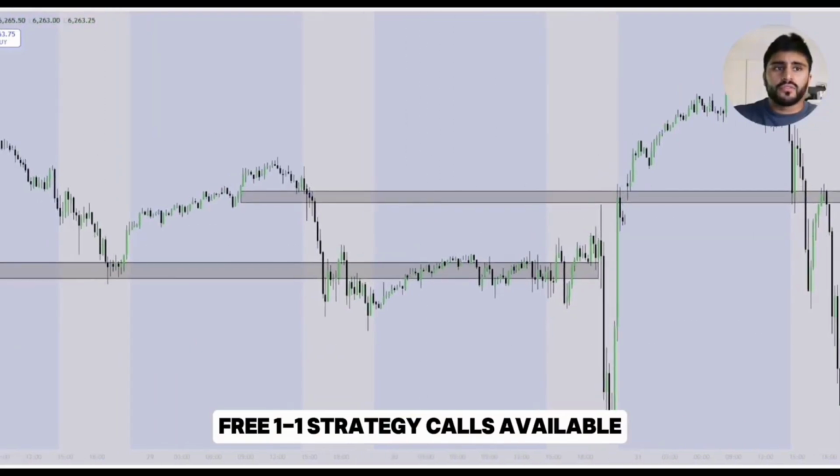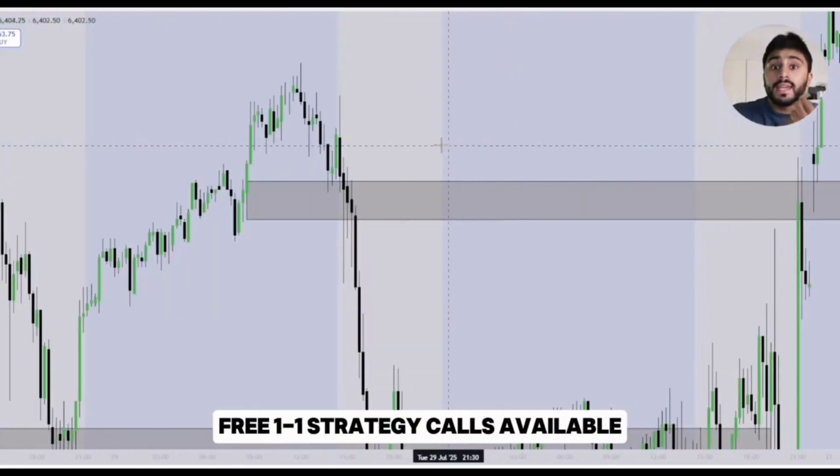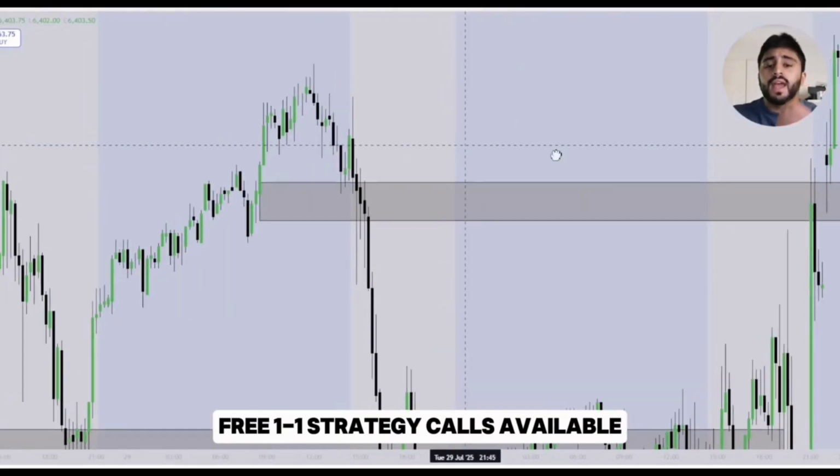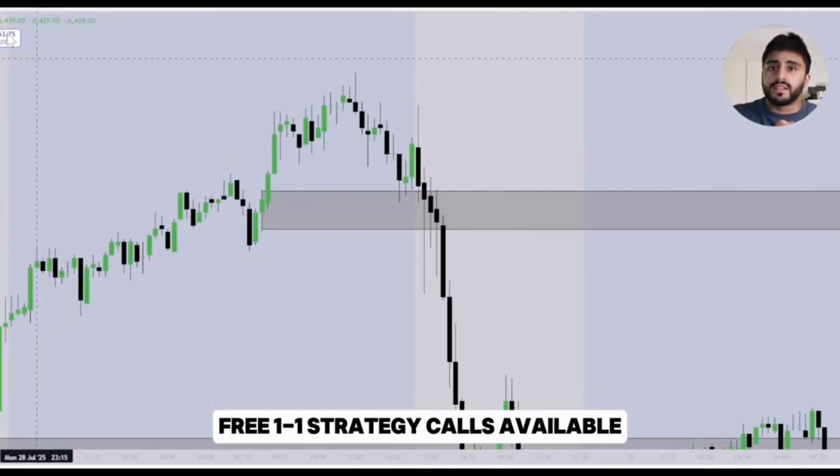We'll be understanding how to use 15-minute fair value gaps to our advantage, right? And we're going to be understanding key levels. What does a key level mean? How to use a key level, and how you can manage your emotions around these levels.